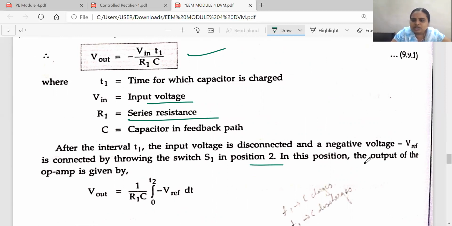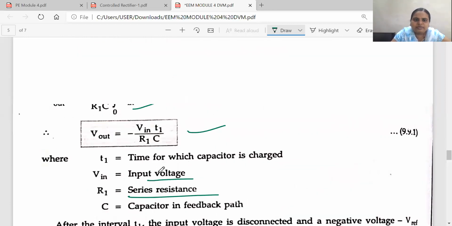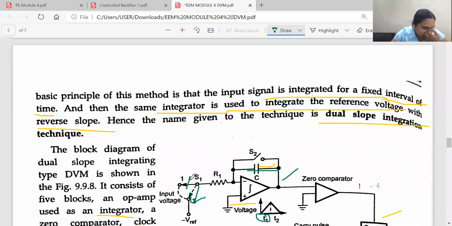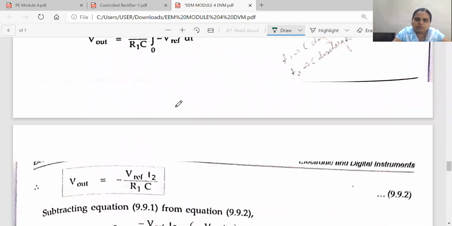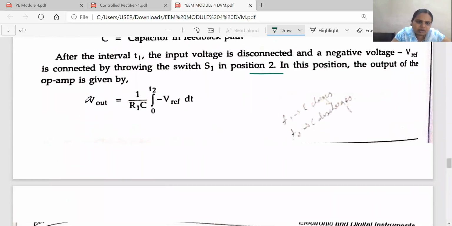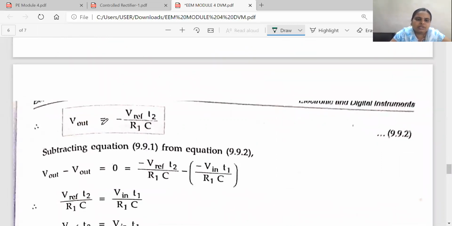In this position, with the switch changed from position 1 to position 2 with minus V reference, the output of the op-amp is V out equals 1 divided by R1 into C, integration 0 to T2 of minus V reference dt, where T2 is the time period we are checking. Then V out is equal to minus V reference into T2 divided by R1 into C.